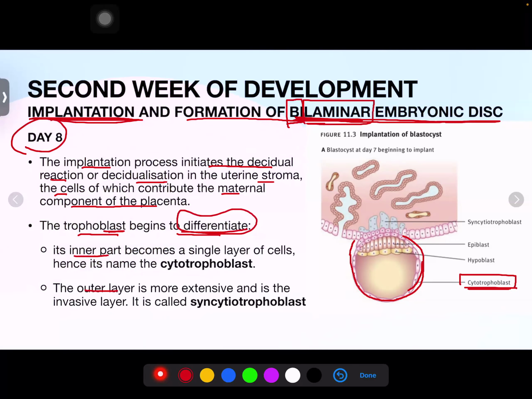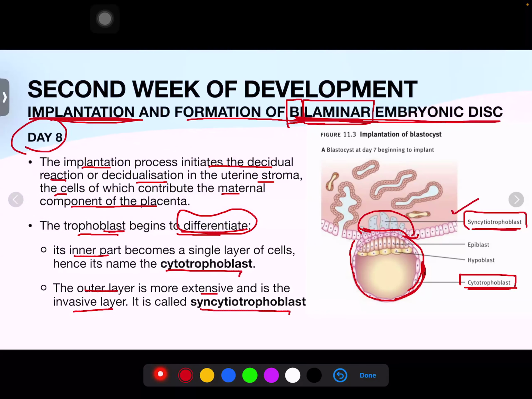Now the inner part becomes a single layer of cells, which is the cytotrophoblast. The outer layer, I think I have written it wrong. This should be the inner layer actually. The outer layer is the more extensive and invasive layer. It is called the syncytiotrophoblast. So it differentiates into 2 layers.